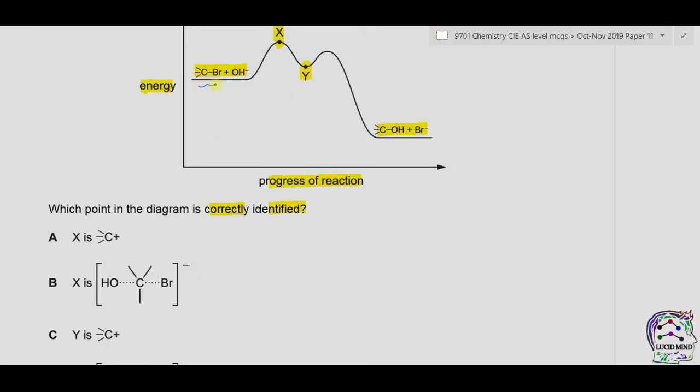In the question, tertiary bromoalkane is given, which is CBr. So what happens with the tertiary bromoalkane substitution? There are 3 alkyl groups attached directly to this carbon atom. Bromine is electronegative, so it has a partial negative charge, while the charge on carbon is partial positive. Now what happens in substitution? In the first step this bond will be broken and a tertiary carbocation is formed.